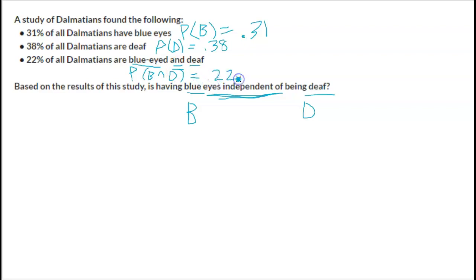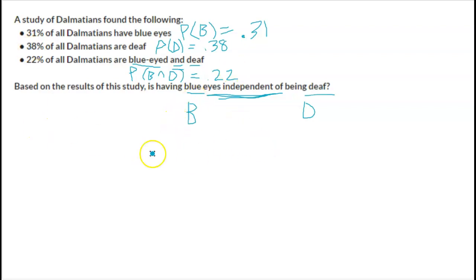So what do we have? We have the probability of an event. We have the probability of another event. And we have the probability of the intersection of those events. And we're being asked, are they independent? Very simple. We have one and the other and their intersection. We simply check the product.